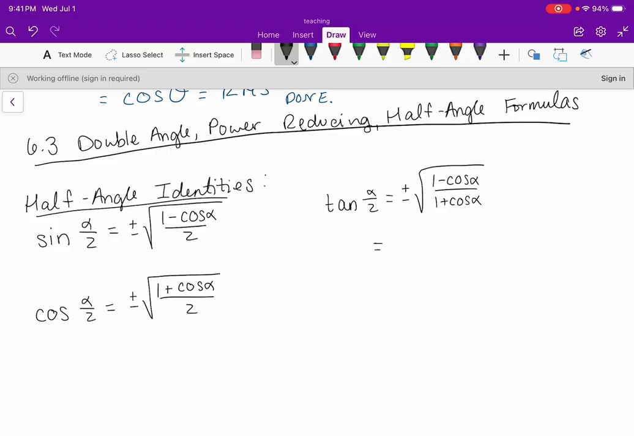We have another option for the tangent half angle identity. We also have 1 minus cosine alpha divided by sine alpha. And we have sine alpha divided by 1 plus cosine alpha.